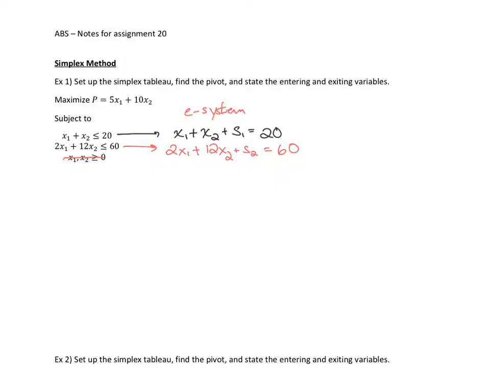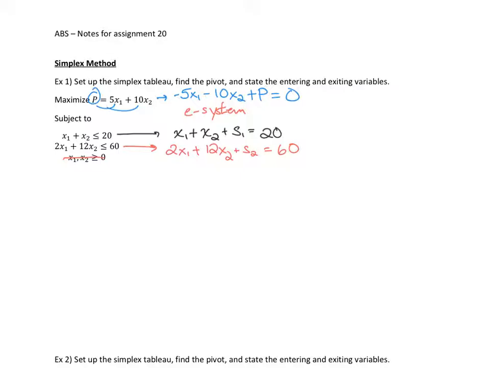One other thing that we have to do here is make sure that we include the optimization equation, or the objective function, in the E system. What's weird about this is you have to make sure that all of the variables are on one side. Normally we want P to be positive, so that means we'll subtract these terms to the left. And so the final equation here is 5x sub 1 minus 10x sub 2 plus p equals 0. So these are the three equations we need for the E system.